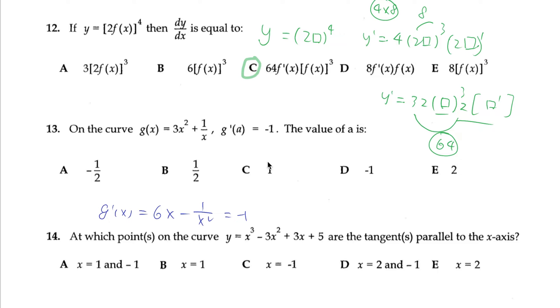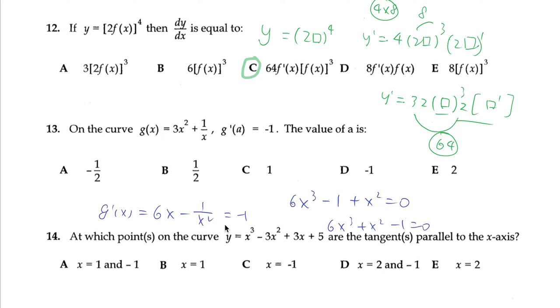We just need to solve this. Probably multiply everything by x squared to turn this into a cubic function. So 6x cubed minus 1 plus x squared equals 0, which is 6x cubed plus x squared minus 1 equals 0.